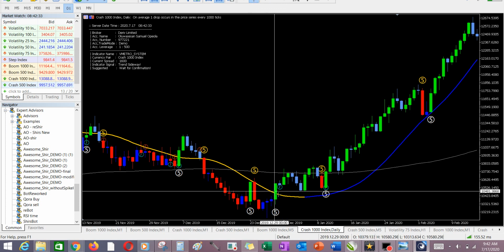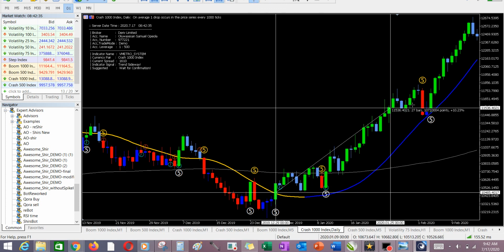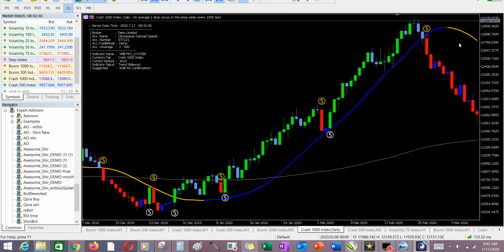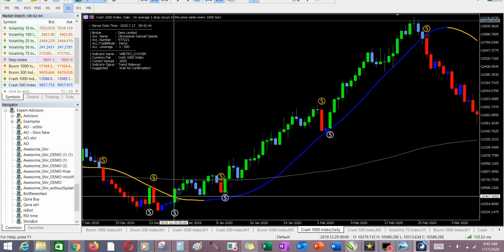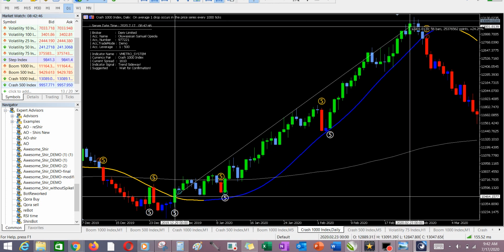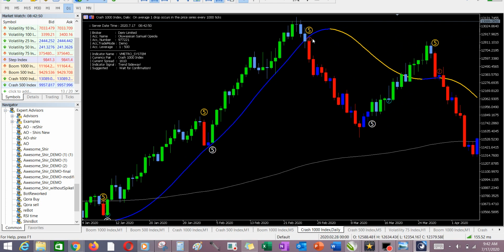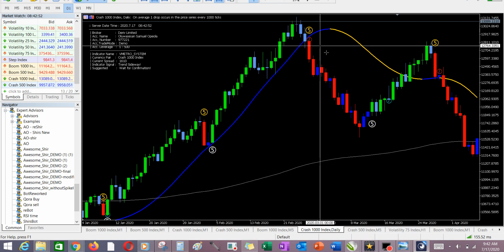Once there is a breakout, you expect the price action to go in that direction for some time. So you can see it's going up. It crossed the line here and went up, but check out here, it crossed it again downwards, and you can see it going down.